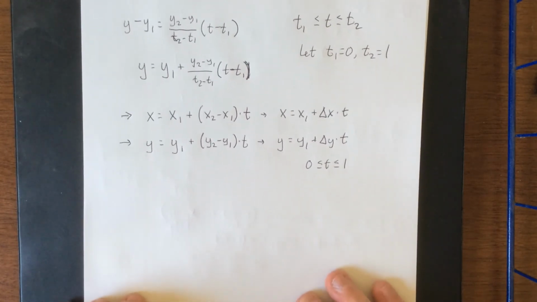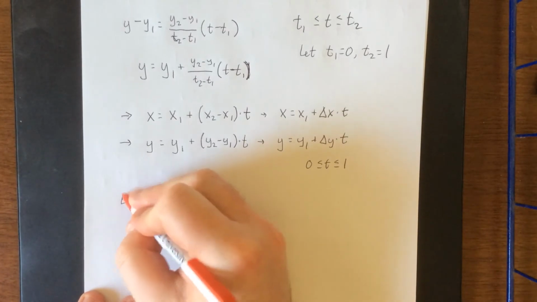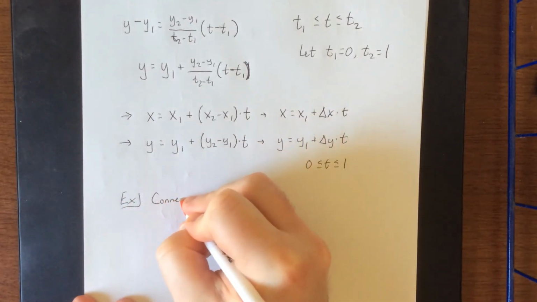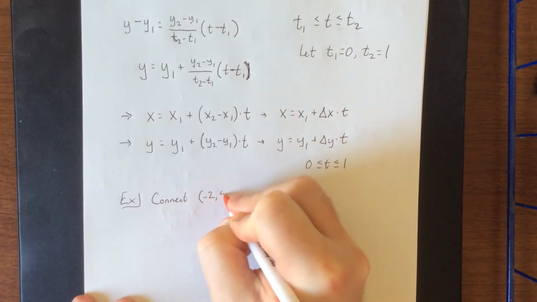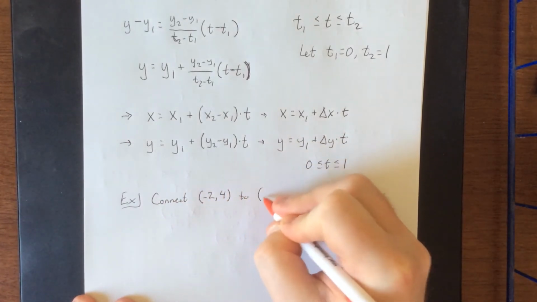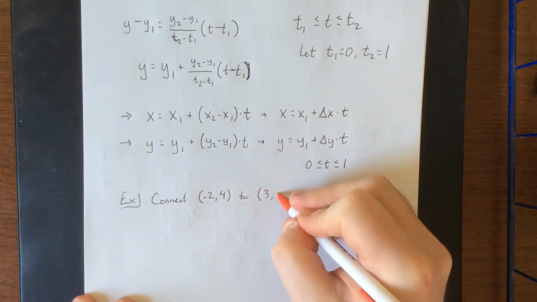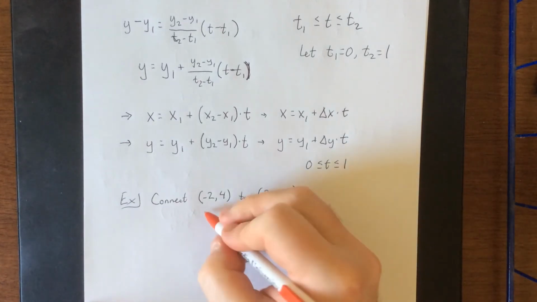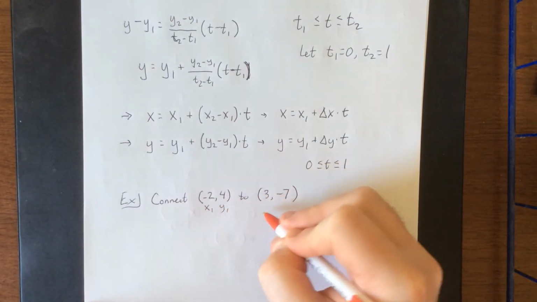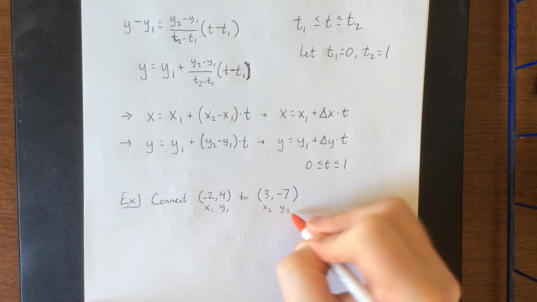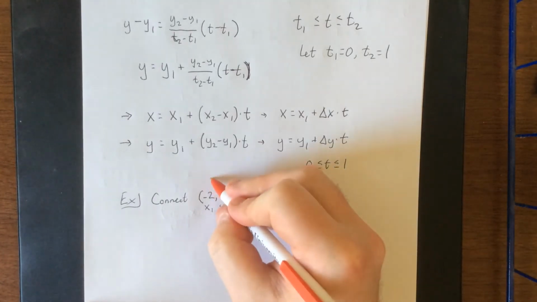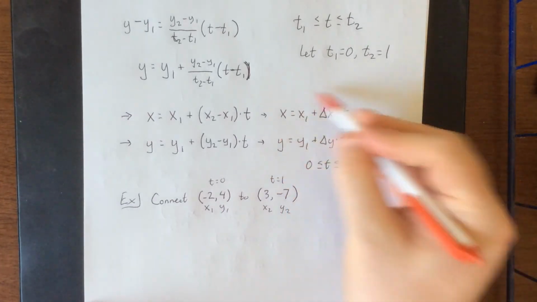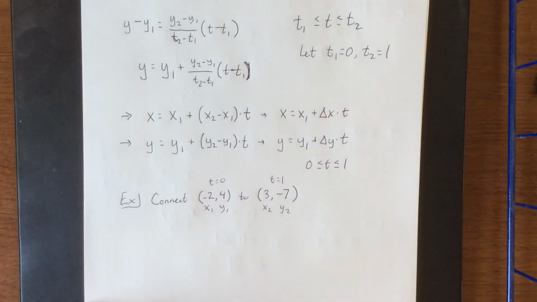Let's do one quick example of this. I would like to connect the ordered pair (negative 2, 4) to the ordered pair, let's do (3, negative 7). So with that in mind, I'll be labeling this as x1, y1 and x2, y2. Rather than going t1 and t2, this time I'm just going to go straight to, this will be t equals 0, and this will be t equals 1, so I can use these parameterizations right over here.